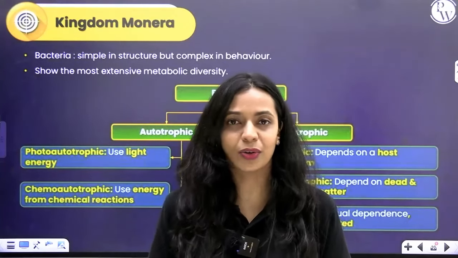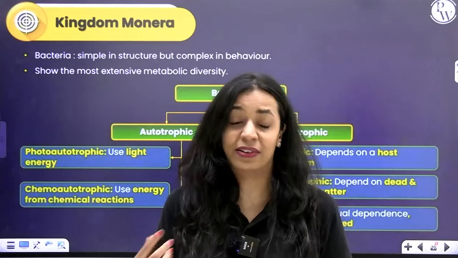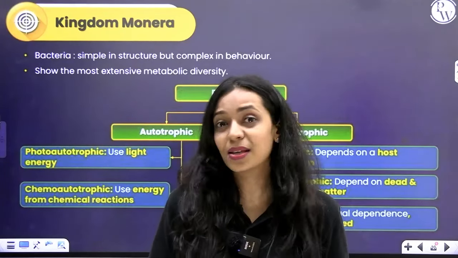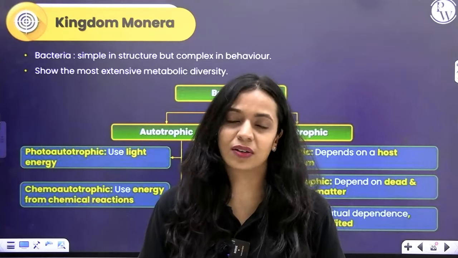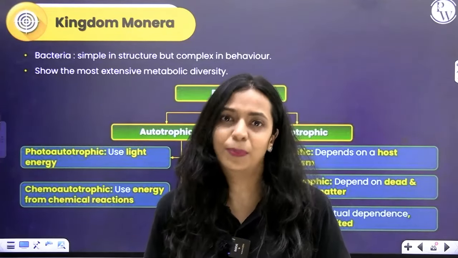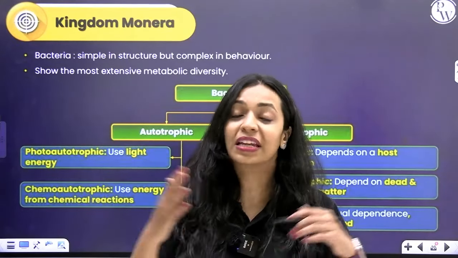If you think about it, structurally they are very, very simple. They're very simple organisms. They don't even have a well-defined nucleus. They don't have a lot of organelles within them. They are simple when it comes to structure. Even chemical composition, they're not very complex. But behaviorally, in mode of nutrition, they are very, very diverse.